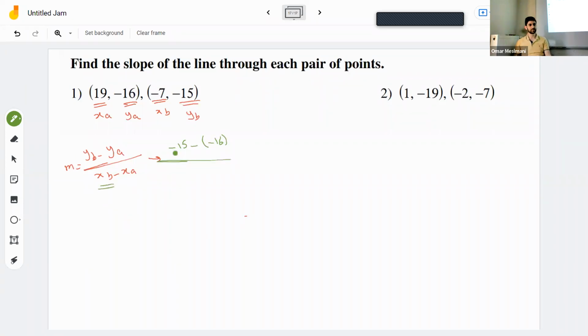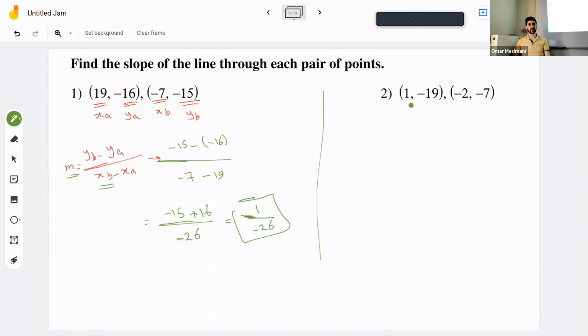xb, what is xb? Negative 7 minus xa, which is negative 19. Now you can use a calculator: negative 15 plus 16 all over negative 7 minus 19. Negative 15 plus 16 is 1, over negative 7 minus 19 is negative 26. That is my answer. That's the slope. We found the slope.